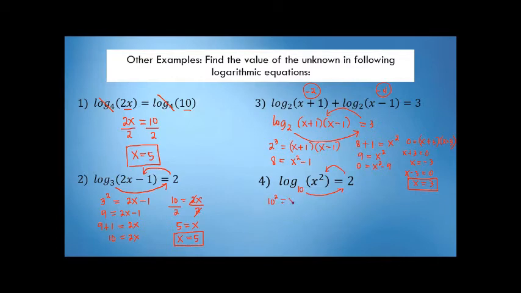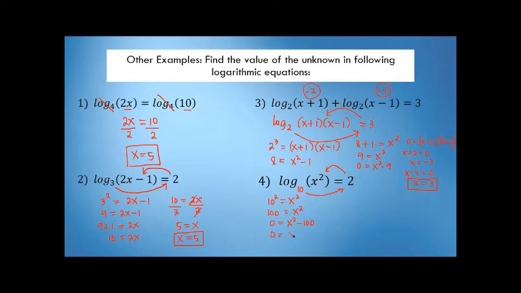10 squared is equal to x squared. Simplify natin. 10 squared is 100, is equal to x squared. Then, transpose natin yung 100 sa kabila. 0 is equal to x squared minus 100. Then, i-factor natin ang x squared minus 100.